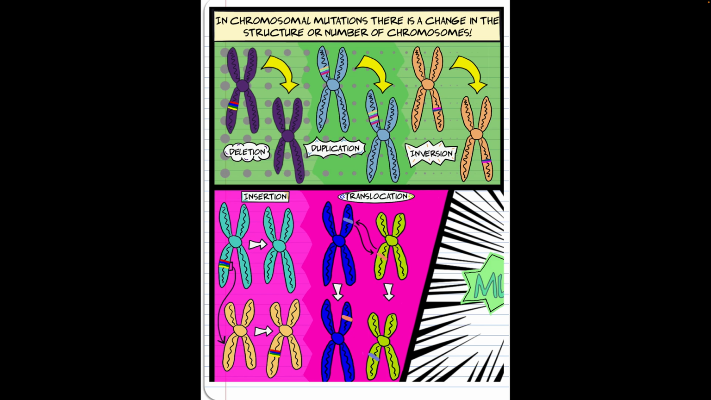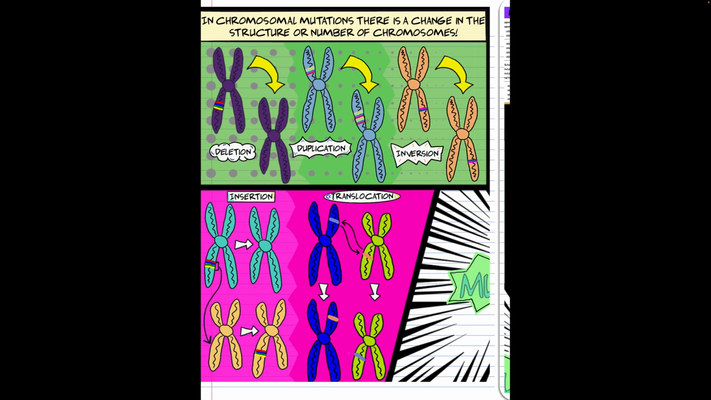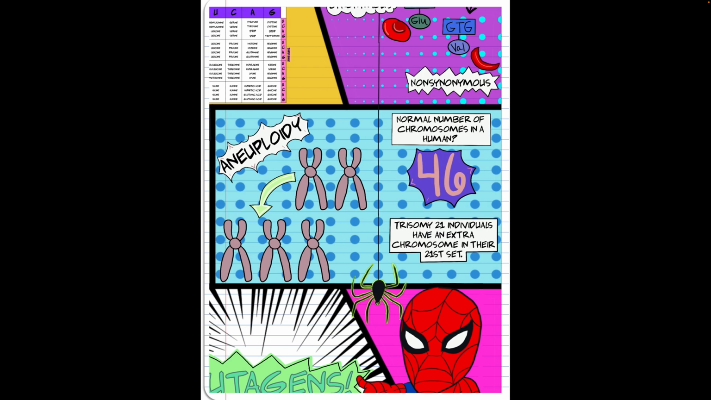Now that we've discussed some structural changes, let's move on to a change in the number of chromosomes. This is called aneuploidy. A typical normal person has 46 chromosomes. A person with aneuploidy is going to have either more or less. Let's take, for example, trisomy 21. They have an extra chromosome in their 21st set.